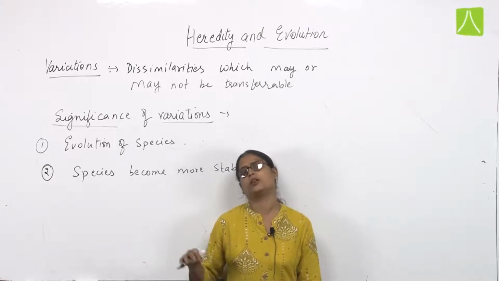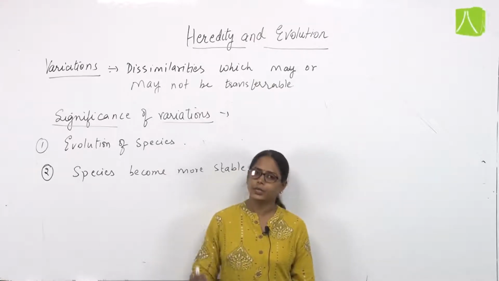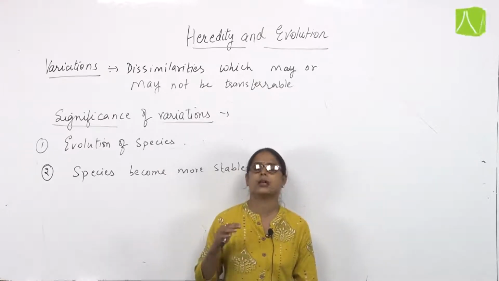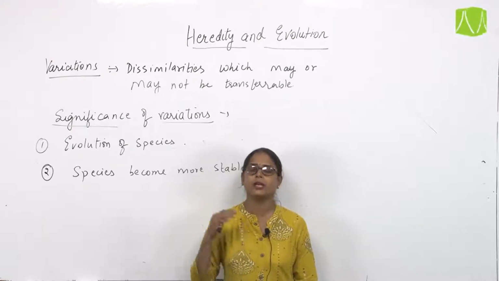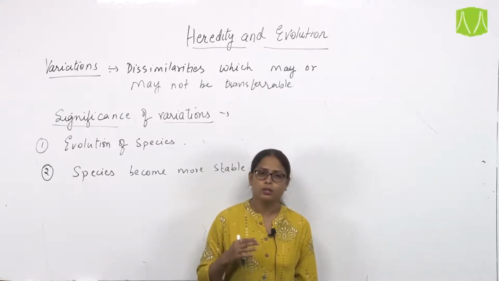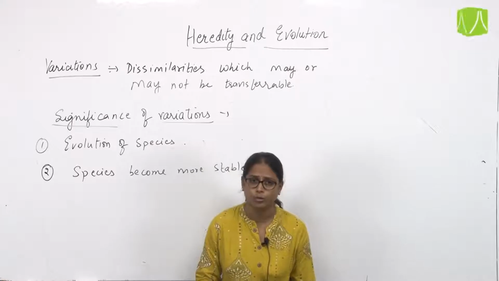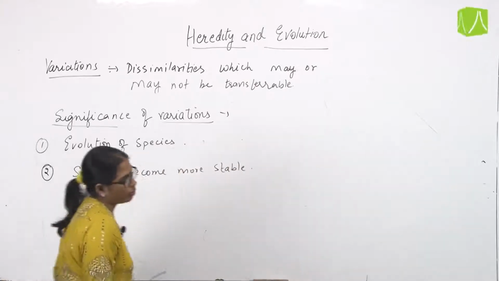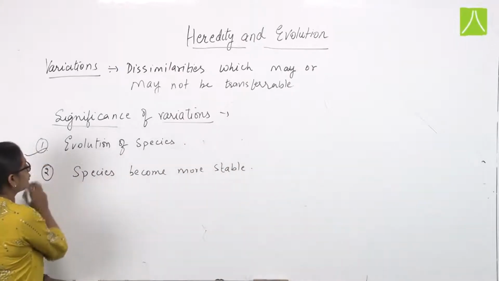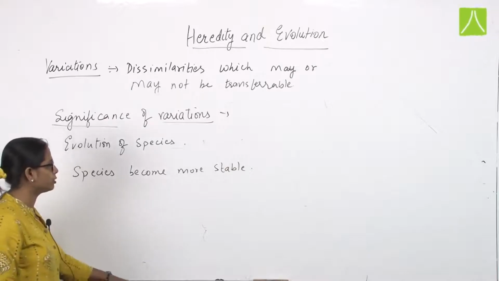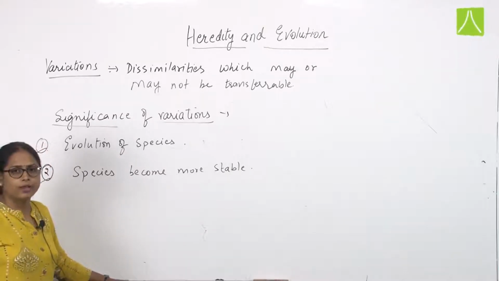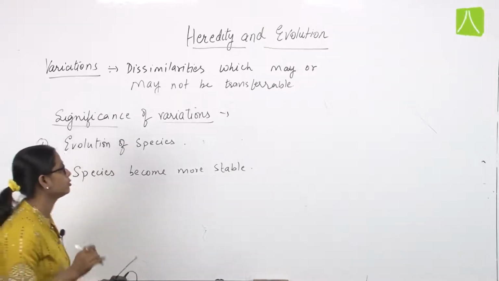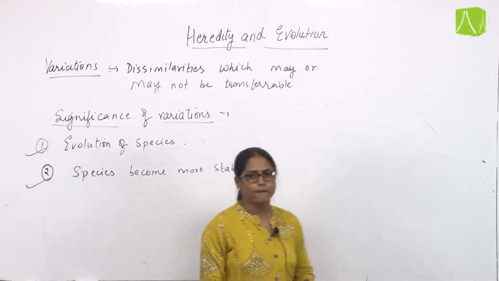So the survival period of those species in which variations are present or appearing is longer as compared to the species in which variations are not occurring. Fine. So basically the evolution of the species, and the species becoming more stable with a longer survival period, is the most important significance of the variations.